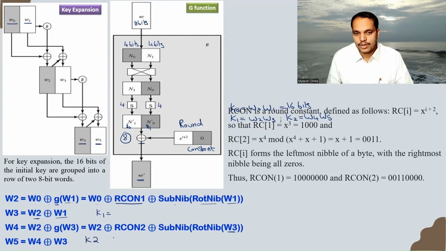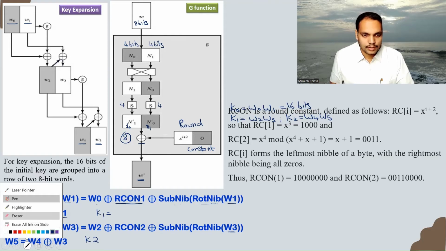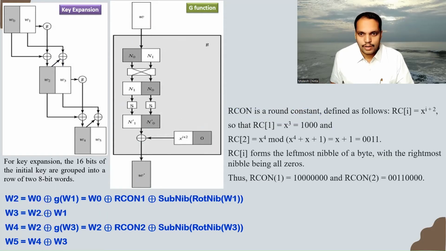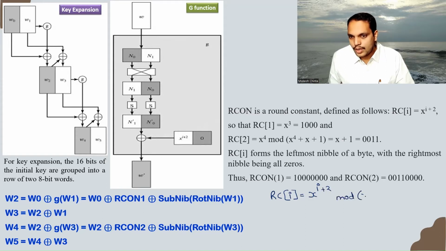So what is this round constant? Let me just remove this here. Okay, you can see this here. RCon is a round constant defined as follows. How did I get this RCon value? From where did I get it? The round constant I is defined as x power I plus 2 mod x power 4 plus x plus 1.